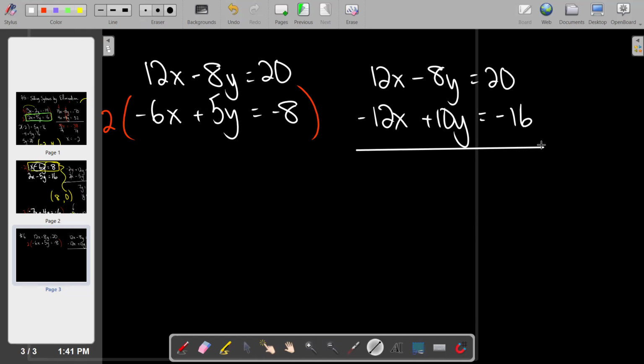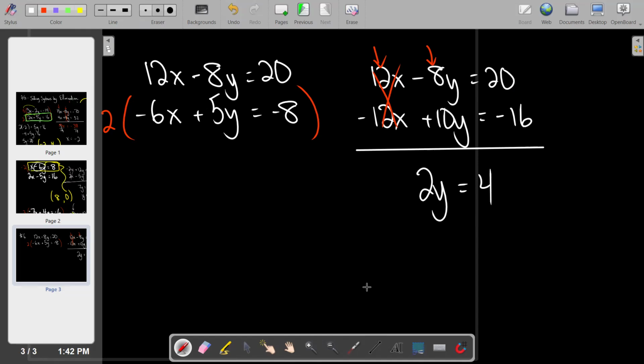Good so far? And then we add. This is where elimination will happen. When I add straight downwards, how many X's do I get? None. They're gone. That was the whole point. Adding down the Y's, how many do I get? I get 2. -8 Y's plus 10 Y's is 2 Y's. And then adding down the constants, that's what those are called, constant terms. What's 20 plus -16? 4.